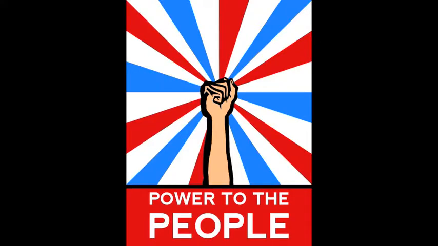Popular sovereignty meant that the sovereign people of a territory should determine the status of slavery. It was popular with politicians because it was a comfortable compromise between the abolitionists and slaveholders.